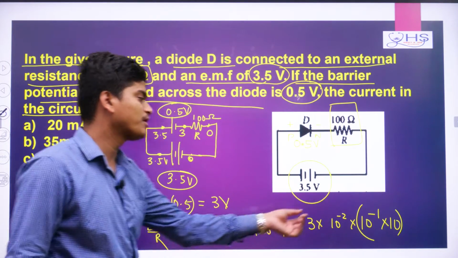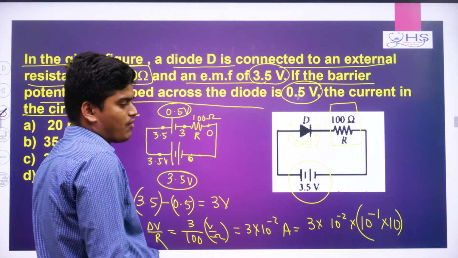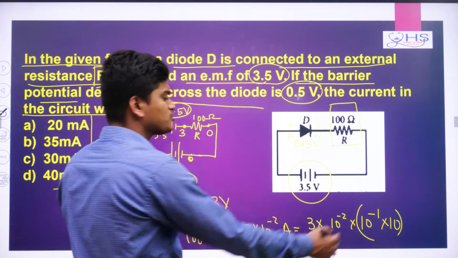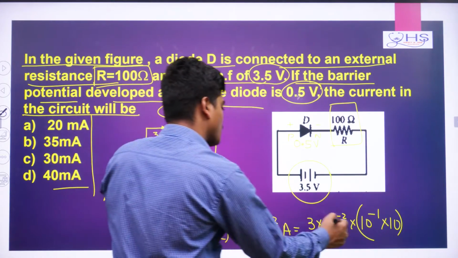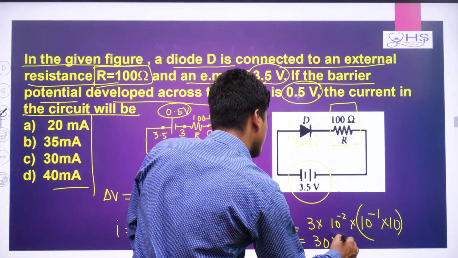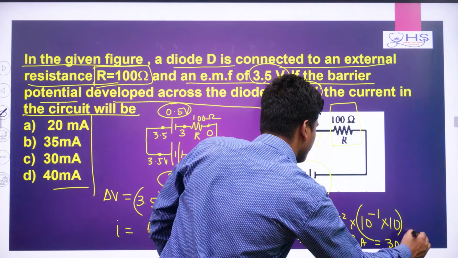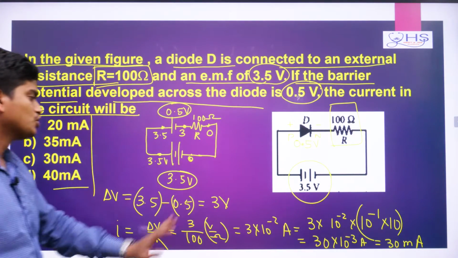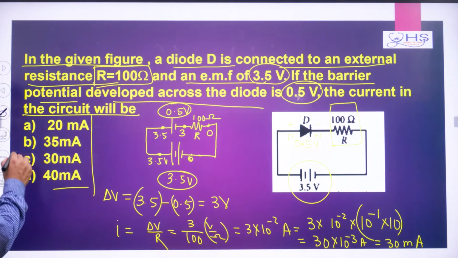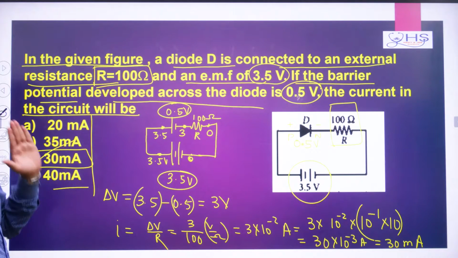That means you are not doing anything. You are multiplying by 10 to the power minus 1 and also by 10 to the power plus 1. So it is becoming basically 1 actually. Now if you check this, 3 into 10 is 30 into 10 to the power minus 3 ampere, which becomes 30 milliampere. Okay, 30 milliampere. Or 3 into 10 to the power minus 2 is nothing but your 30 milliampere. Directly you can write also. Okay, so this is your answer for this question.